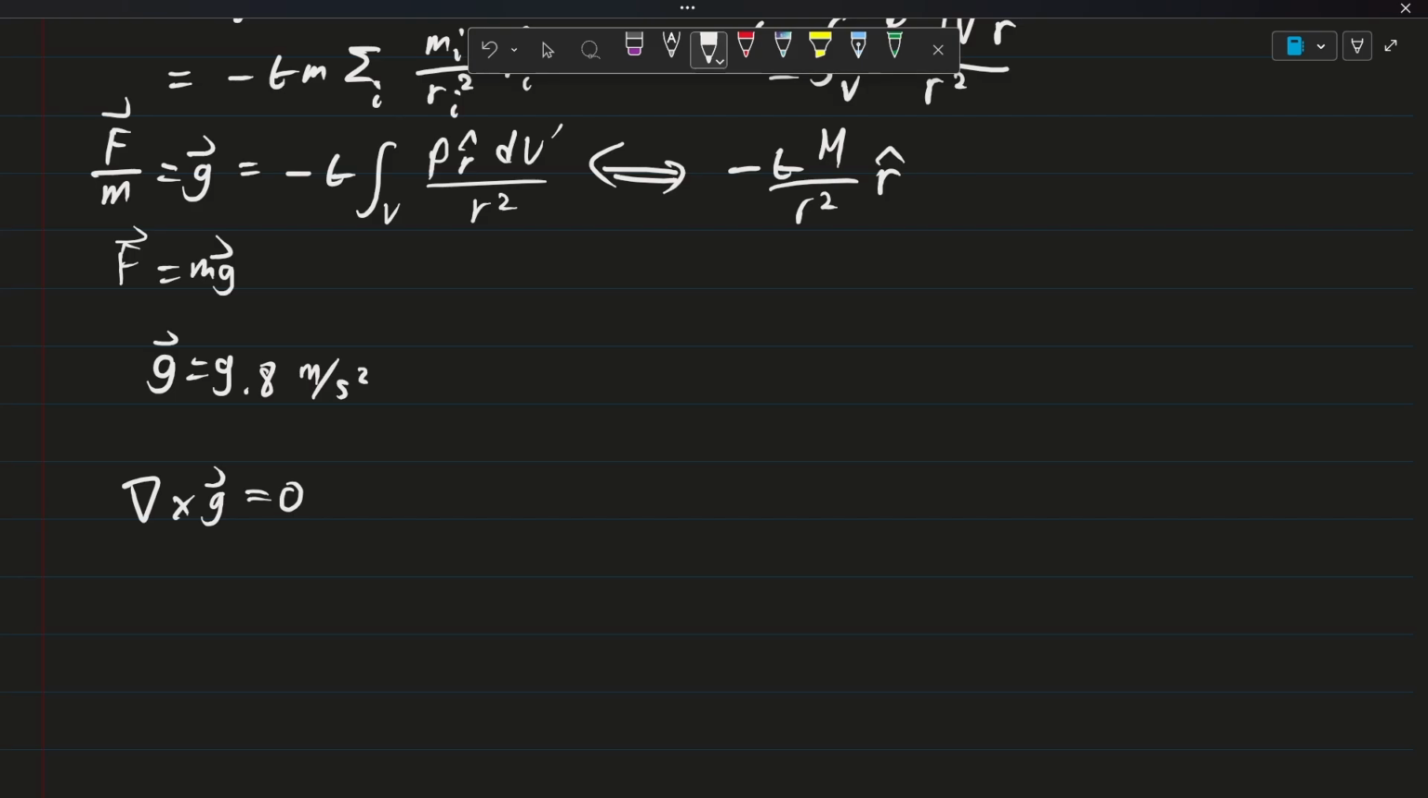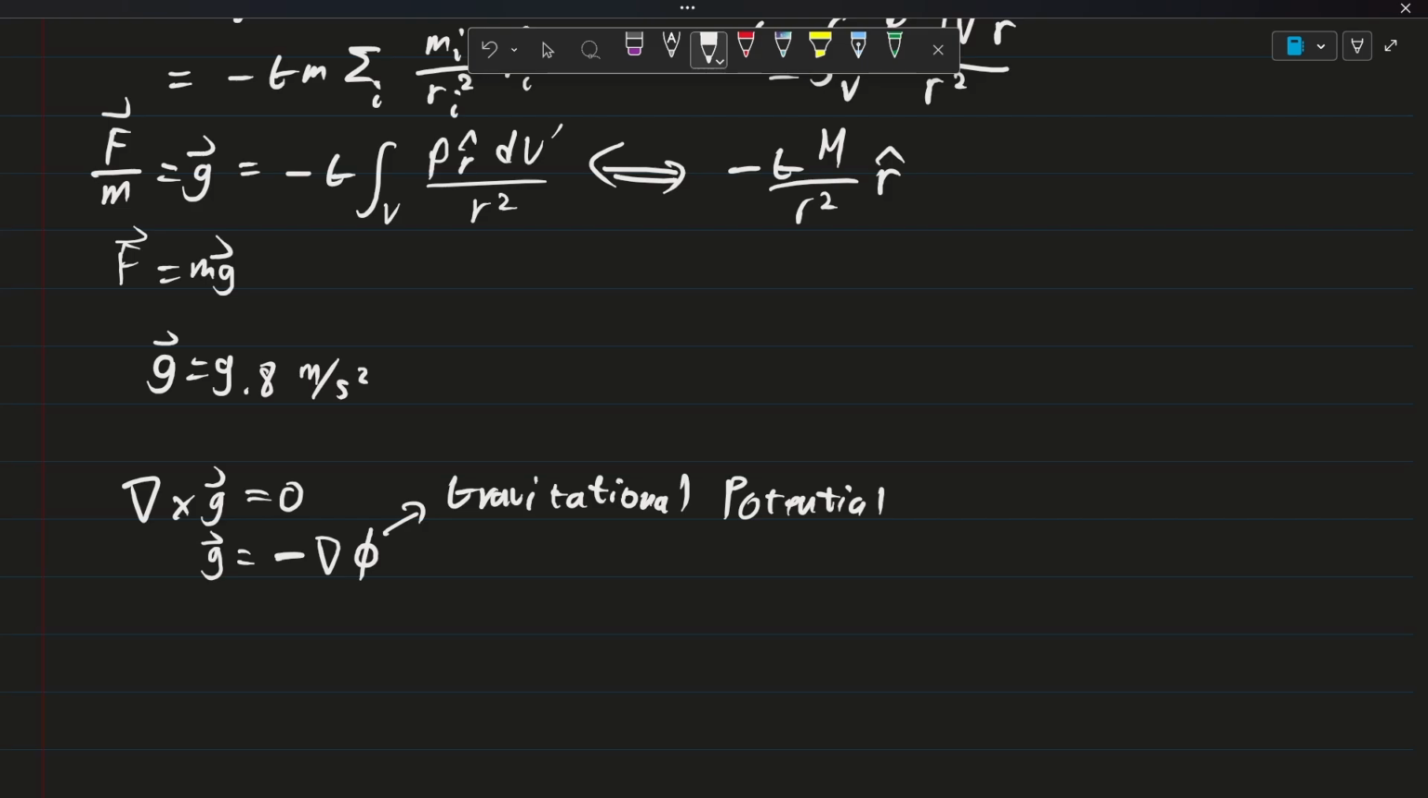Thus, if this is the case, you could always define the g vector to be some form of gradient of a function, and it's much more convenient for us to write that as the negative. And this is what we call the gravitational potential.